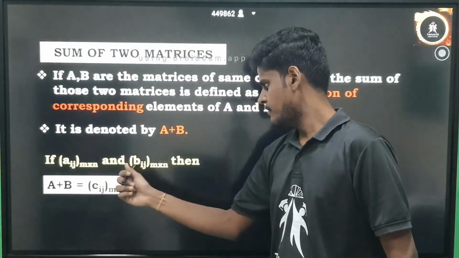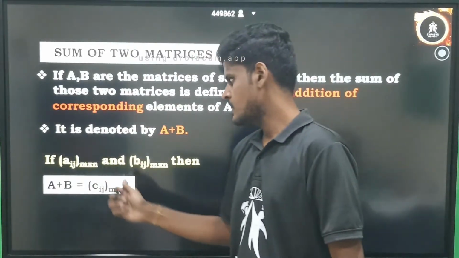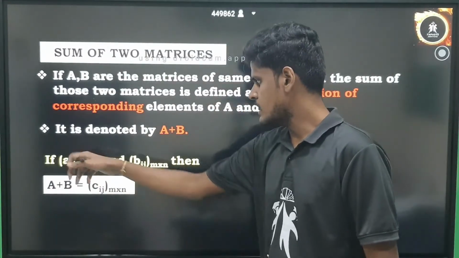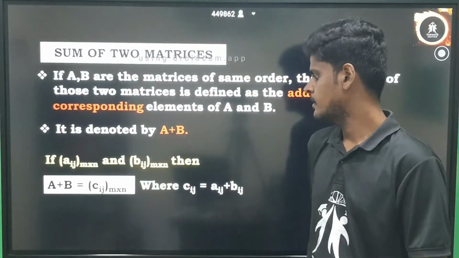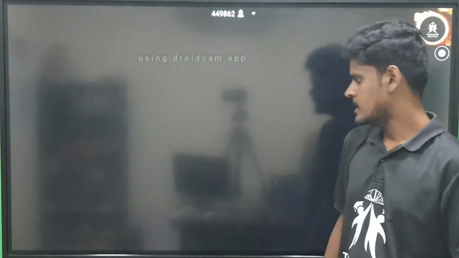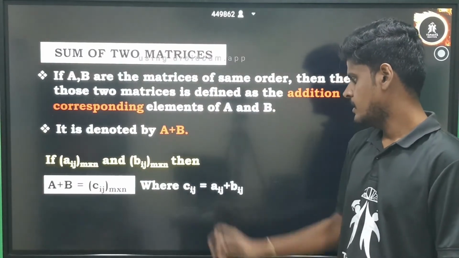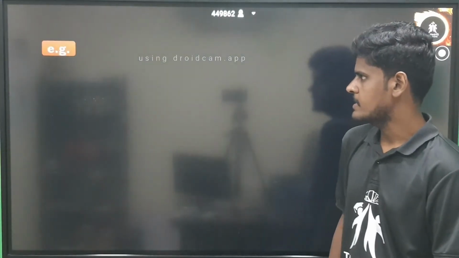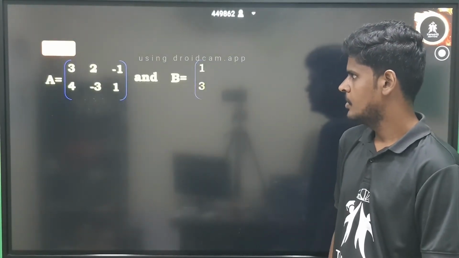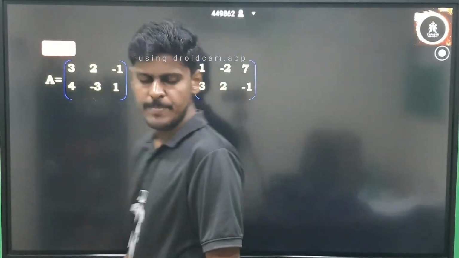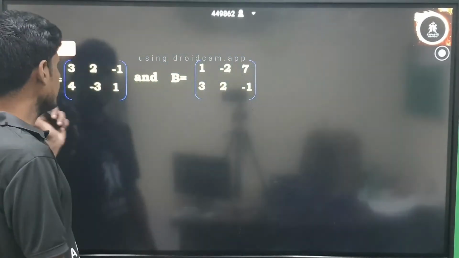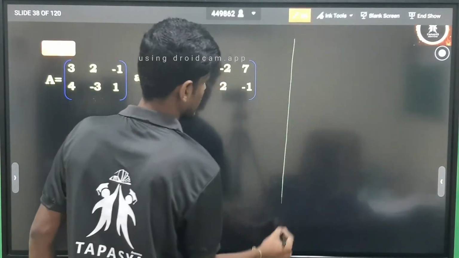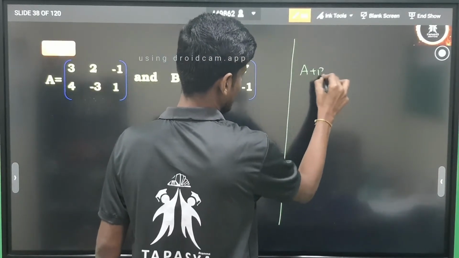Now Aij and Bij are two matrices with elements as such. Then A plus B will be just Aij plus Bij. Cij is Aij plus Bij. With an example, we will understand this. A matrix and B matrix are given like this. What will be A plus B? We will write A plus B as well as A minus B here.